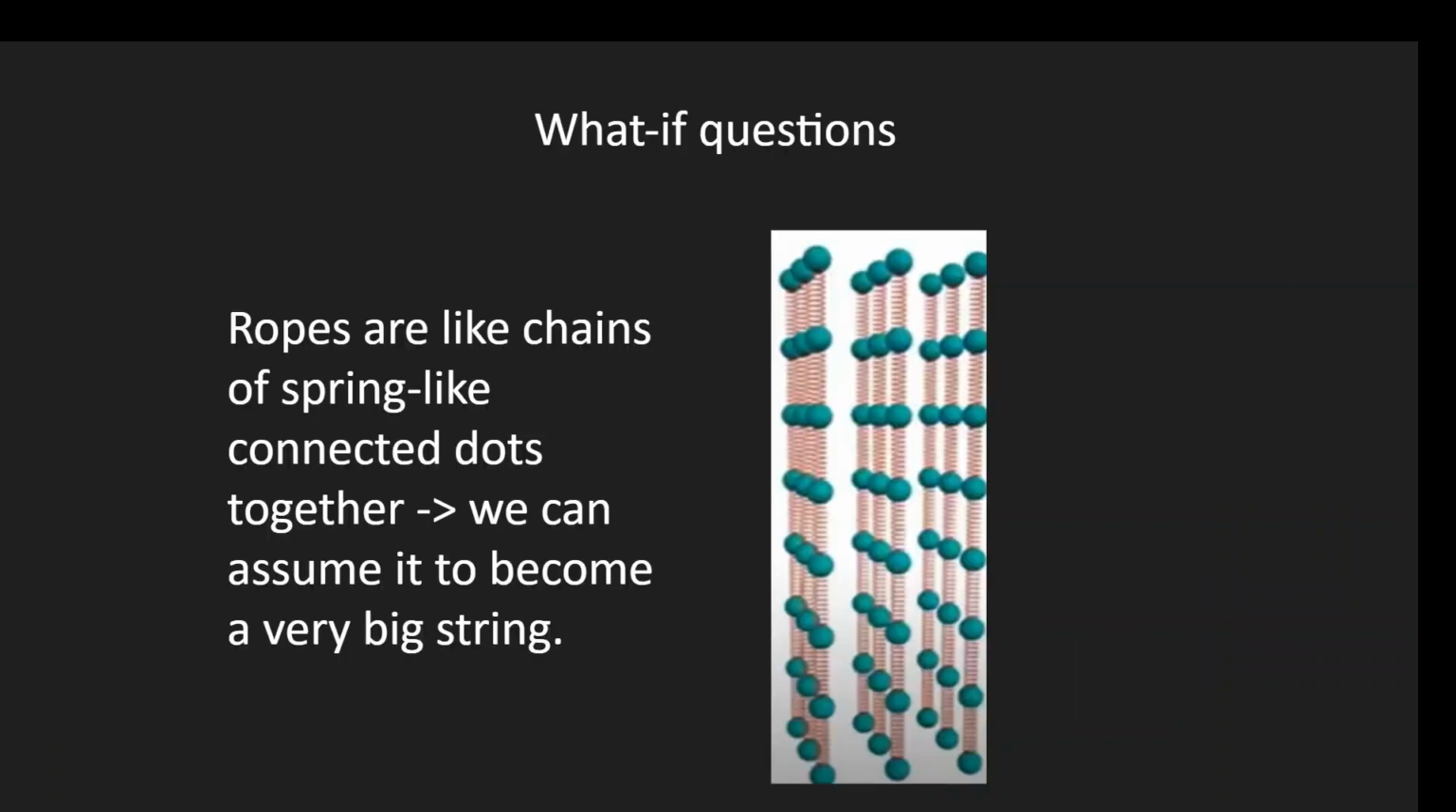What I want to discuss is why I assume that the rope is like a large spring. Ropes are like chains of springs, like connected dots together. So we can assume that it can be a very big spring, because you can see that it's like a chain of springs, like connected dots together, on the left and on the right, and so you can assume that it's a very big spring.